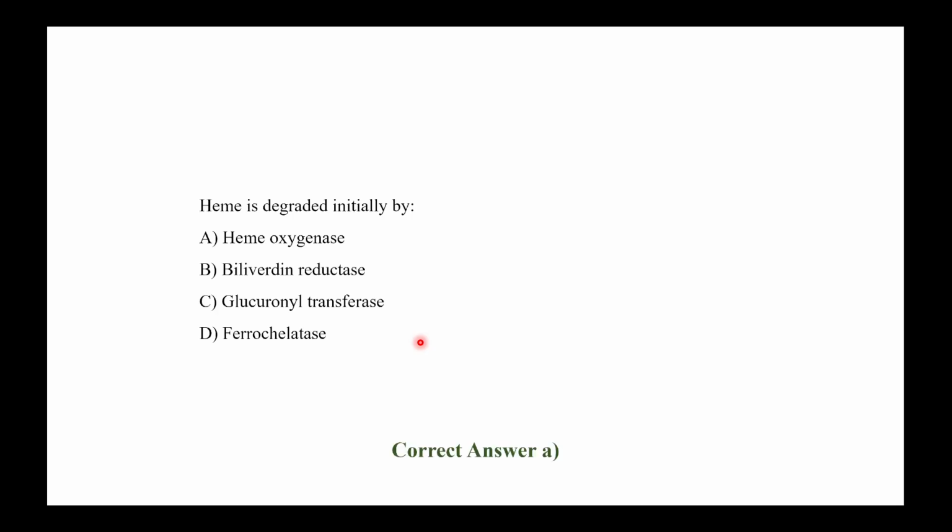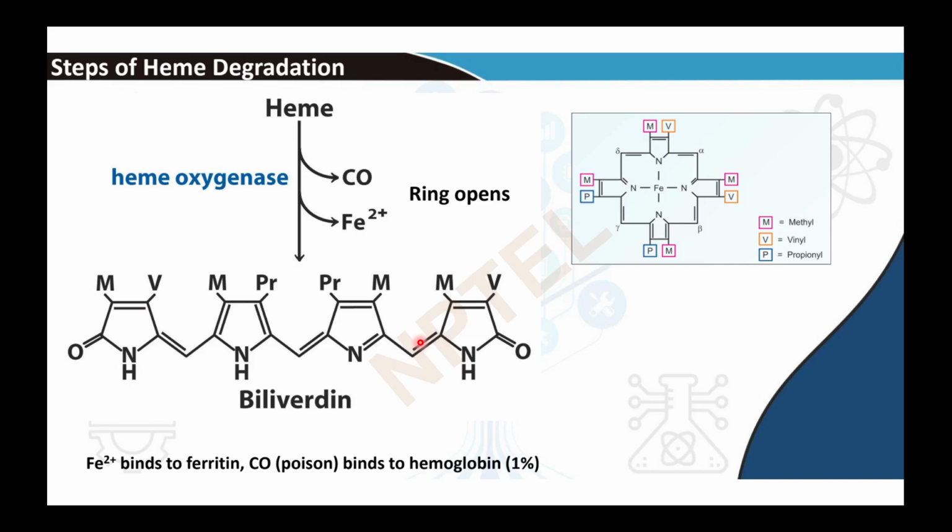The correct answer is heme oxygenase. So heme is degraded by the enzyme heme oxygenase. So you know heme is a porphyrin. Heme has a porphyrin ring structure with the iron inside it, and when the heme starts degrading by the enzyme heme oxygenase, the first step is the ring opening. So at this point where alpha is written, at this point the ring opens.